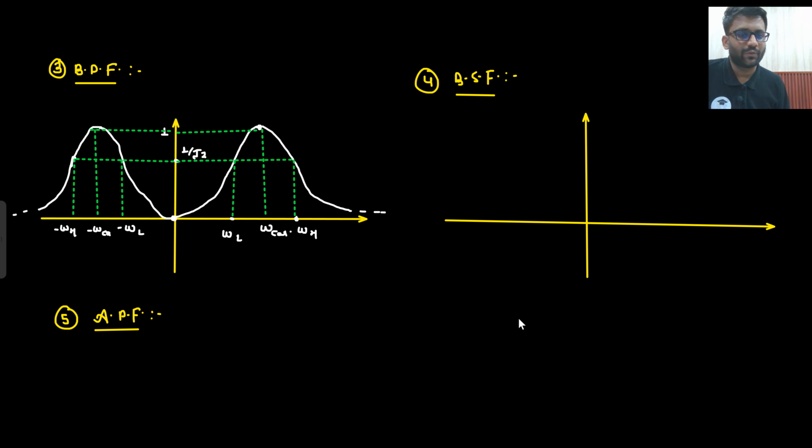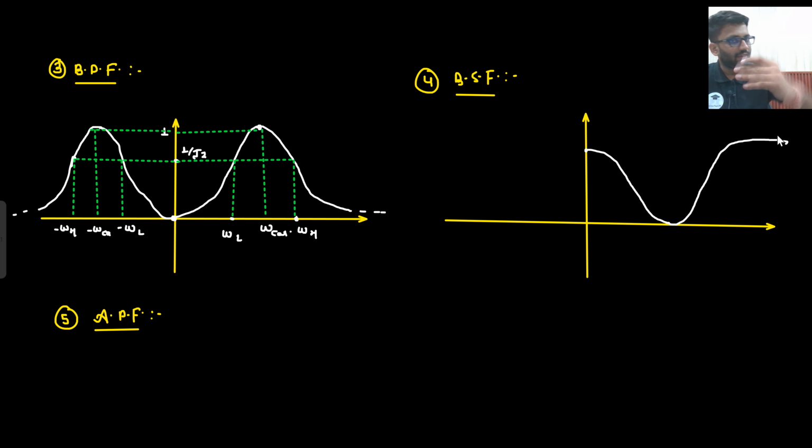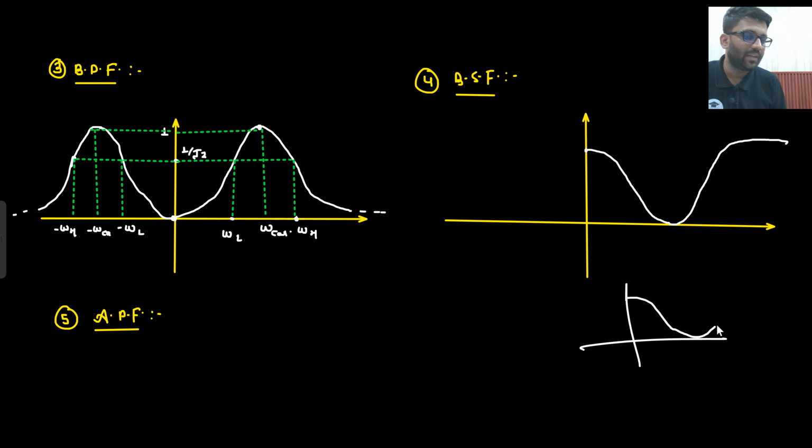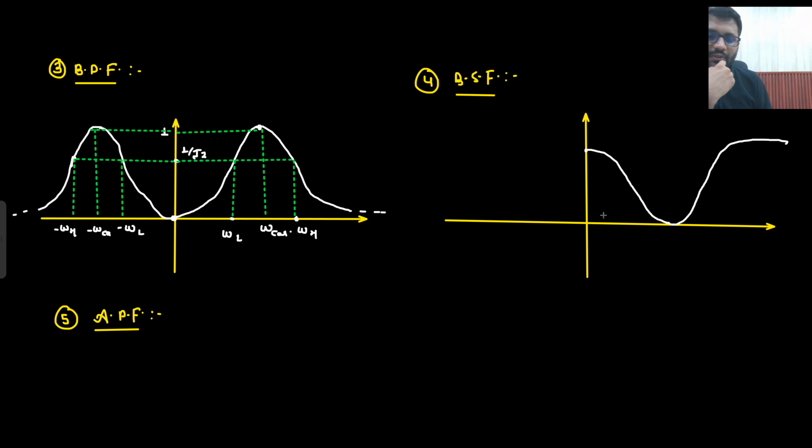What about the band stop filter? Initially it will provide a gain of 1, then the gain will keep on decaying, and at some point it will become 0, and after that it will keep on increasing and at infinity it will become 1. So this is how it will go. Again the same thing will be repeated towards the negative side as well. And this was the scenario in actual, right?